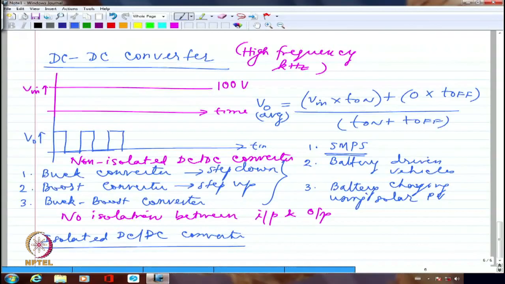So we will start off in the next class with the buck DC to DC converter or step down DC to DC converter. Right? For this portion, specifically I will be referring to Daniel Hart's book. Daniel Hart has given this portion extremely nicely. So I will try to refer to that book specifically for DC to DC converters alone.